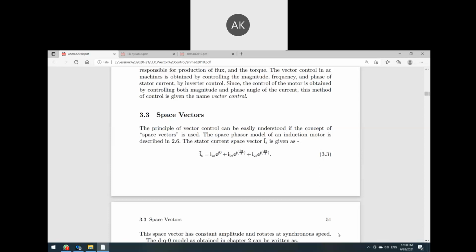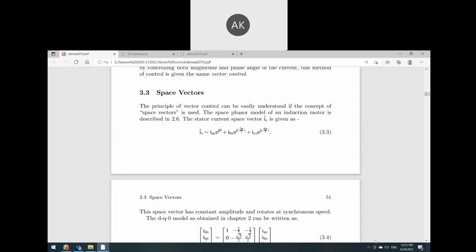In this equation, Is is a vector which is the sum of the phase A current, phase B current, and phase C current, and as we know, the phases are 120 degrees apart from each other. We assume As is at the angle of 0, Bs at 2 pi by 3 and Cs at 4 pi by 3. Similarly, the space vector has a constant amplitude and rotates at a synchronous speed.